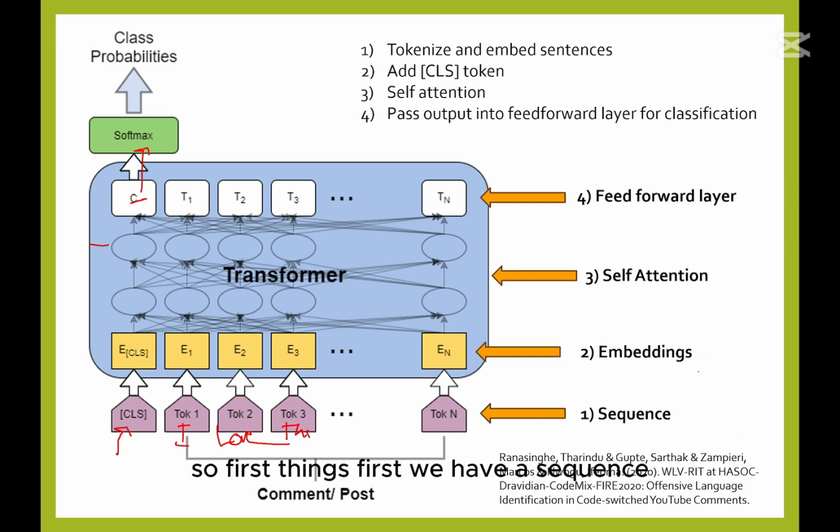First things first, we have a sequence, and this is basically your sentence. Suppose I have the sentence "I love this movie," then each of these tokens represents each word. You'll also notice that we have this extra token here, the CLS token, which is appended to the start of the sequence, and this CLS token will capture the entire meaning of the sentence. We'll go through it later. Each of these tokens will then have its own embedding. Embeddings are basically your vectors for each word.